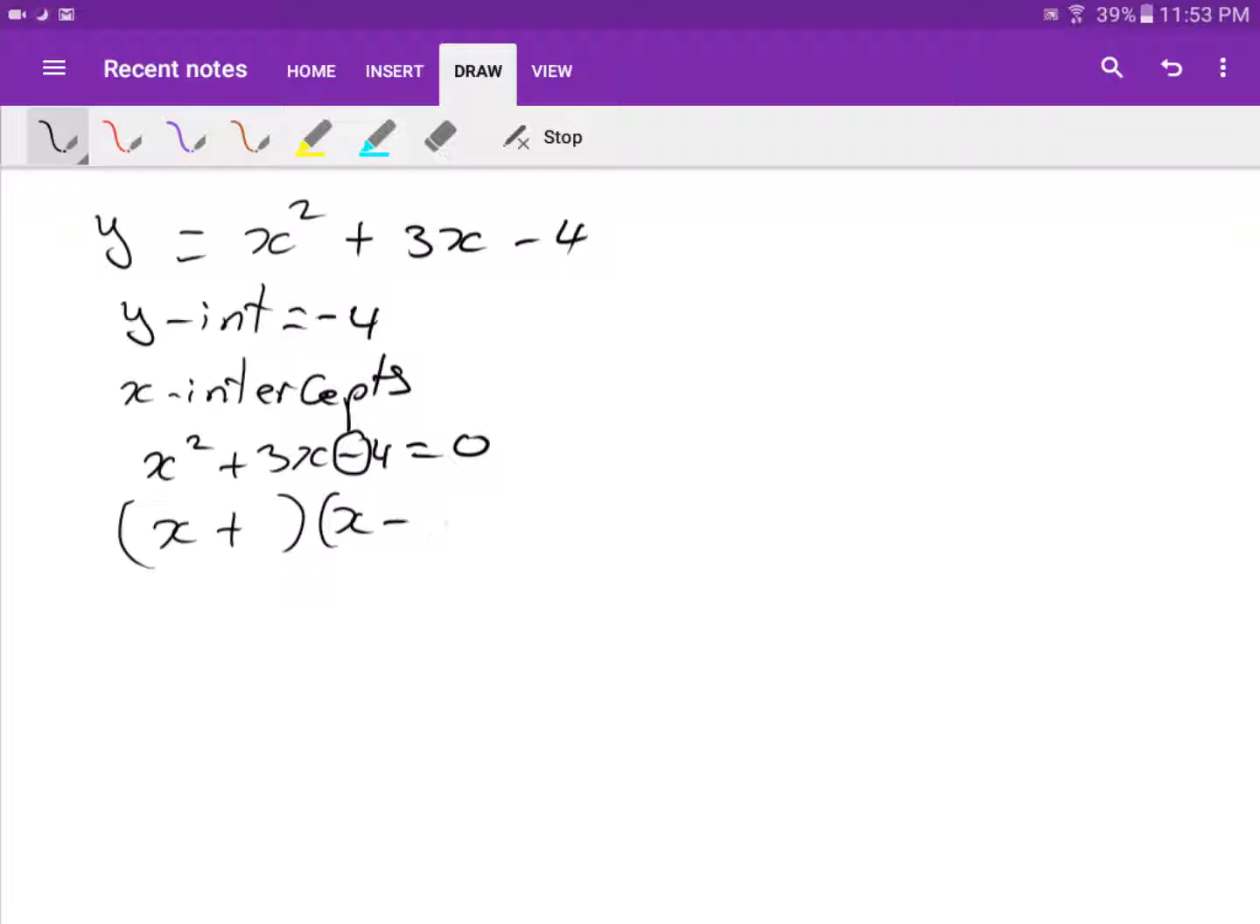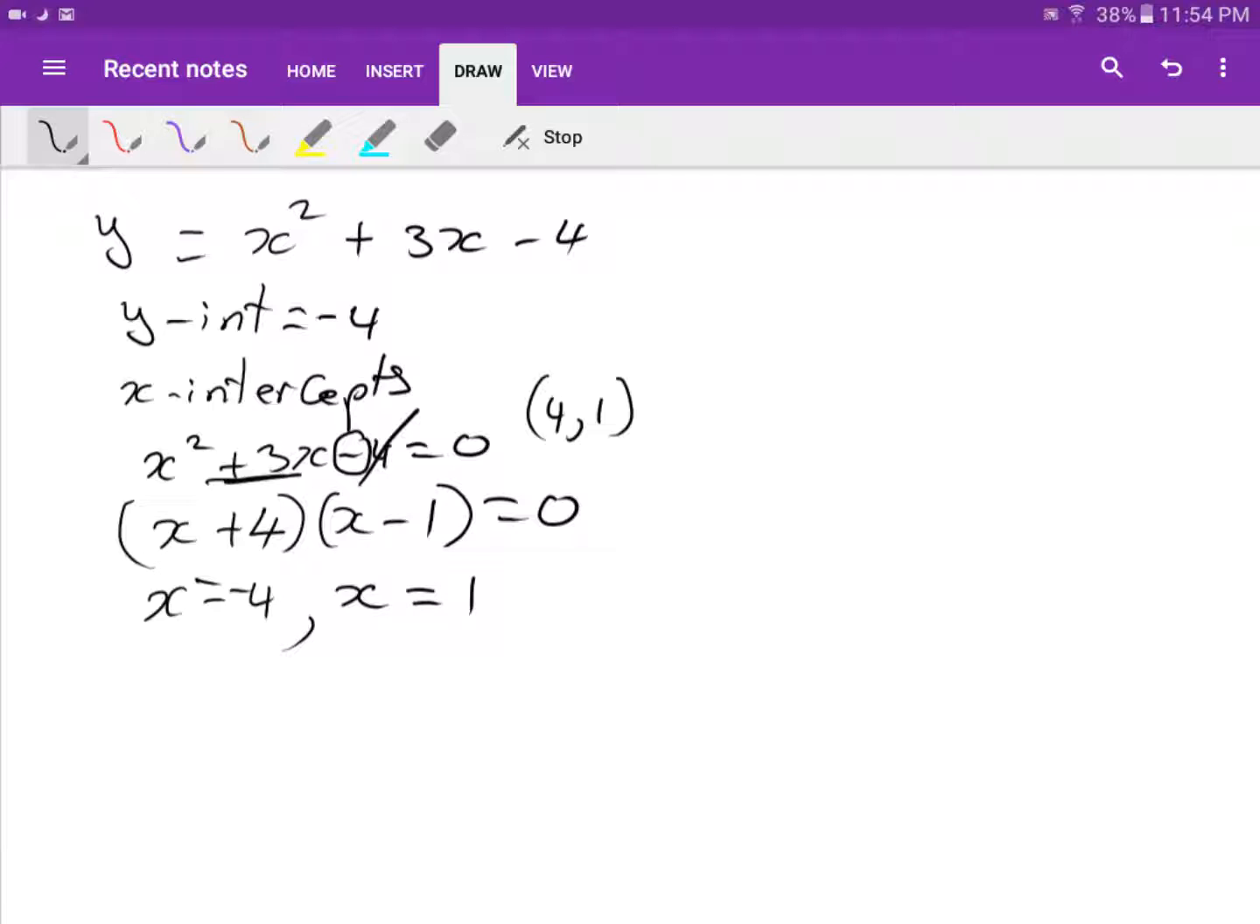Now equals 0. Then you ask yourself questions. What times what gives me 4? The difference is 3. So that would be 4 and 1. Because of positive 3, the bigger number must be on the positive side, so 4 on this side, 1 on that side. So your x-intercepts are x equals negative 4 and x equals 1. That's all it is.